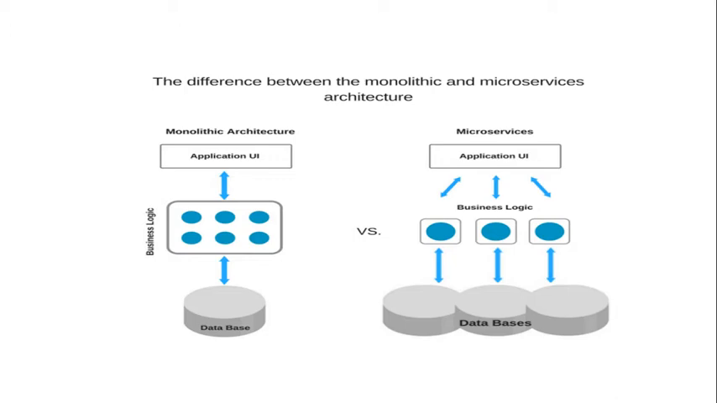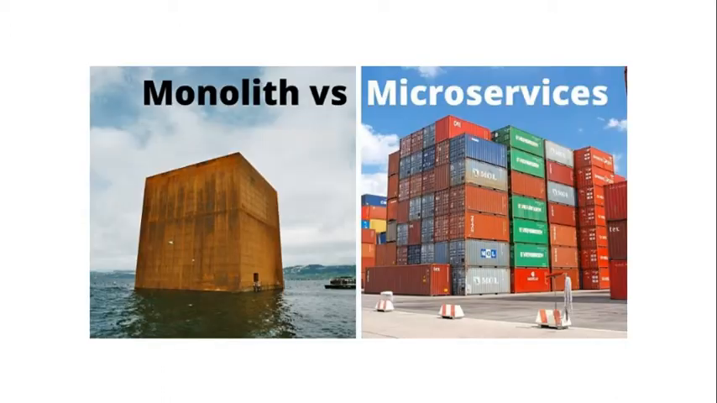calling a monolithic application. In a monolithic application, you can see a bunch of business logic interacting with a single database. All these modules and logic are interacting with one database. Whereas on the right hand side, in the microservice, from the application UI, depending on the requirement, they connect to an individual microservice, and those microservices talk to the database.